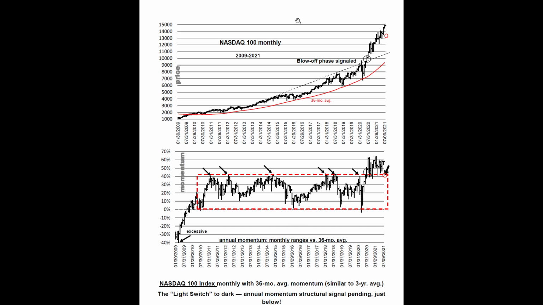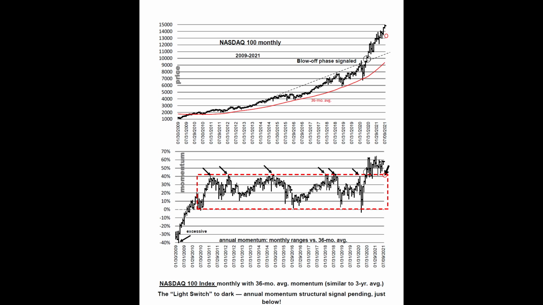Now look at the momentum chart. If you go back to the overdone, what everybody would consider the excessive low that occurred at the bear market lows in 2009, where was momentum? It was 40% below the 3-year average, the 36-month average. It's pretty deep. But look at all the highs that occurred at the top of that red box. 41 to 42% over at each and every high. Not 40% over, but 41 to 42, each one of them.